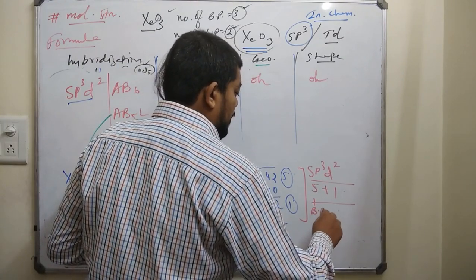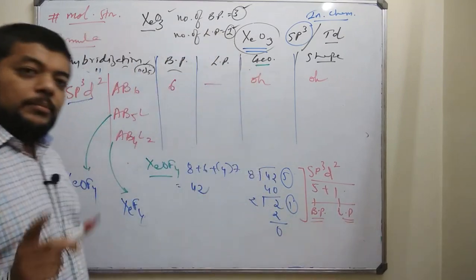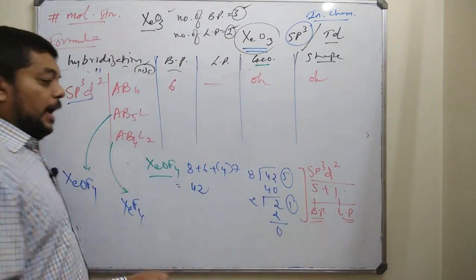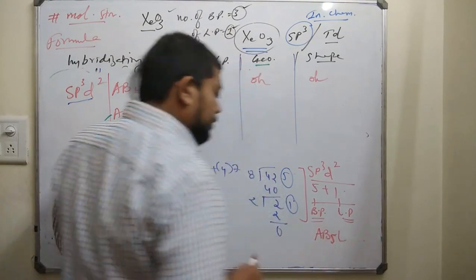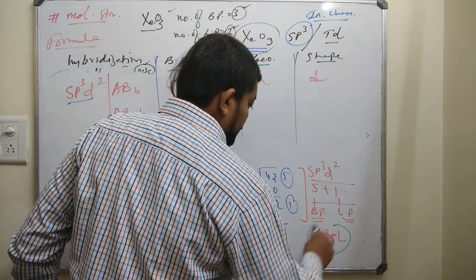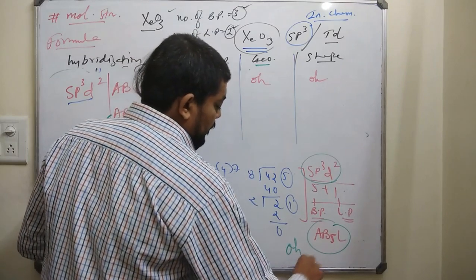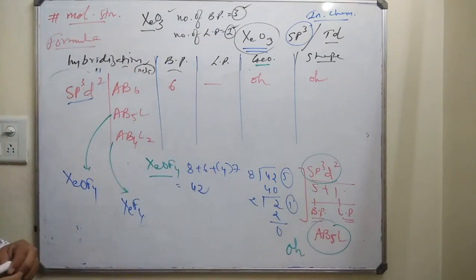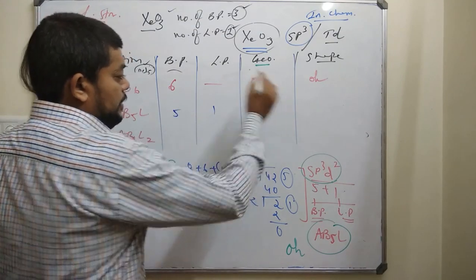So you have 5 bond pairs and 1 lone pair, and when you have this combination of 5 bond pairs and 1 lone pair, the type is AB5L. Remember, the type is AB5L, but the hybridization being sp3d2, its geometry will always be octahedral. But what about its shape? Let us check. It is 5, it is 1, it is octahedral.